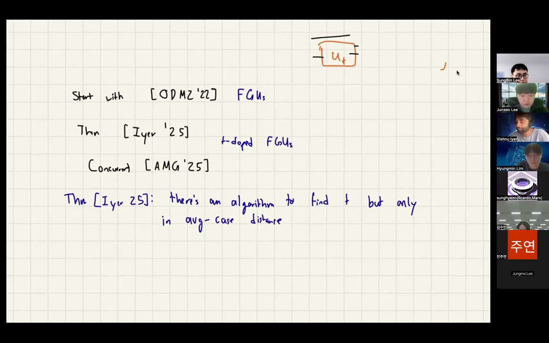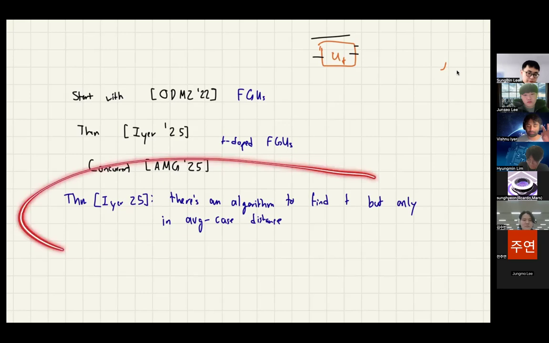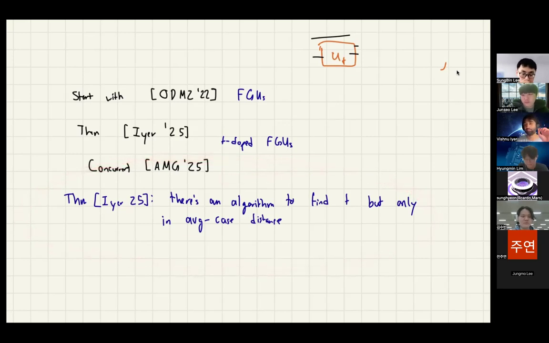Why can you not do this in the worst case? Think about a unitary U that behaves like a fermionic Gaussian unitary, except it just chooses one state and it's like, you know what, I don't like this state, I'm going to do something completely random on the state. How do you find that? You can't find that. It will take forever to find it. So for worst case, this stuff is really hard. But for average case, I give an algorithm that can actually find T.